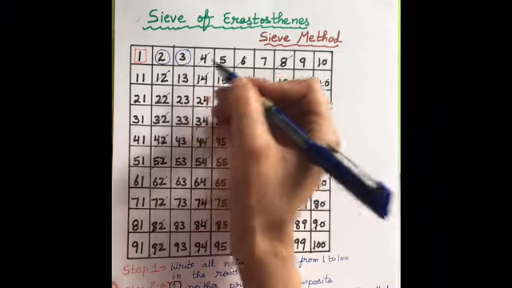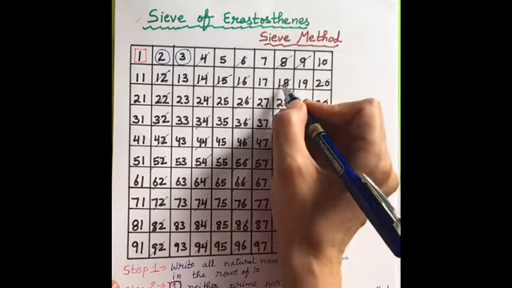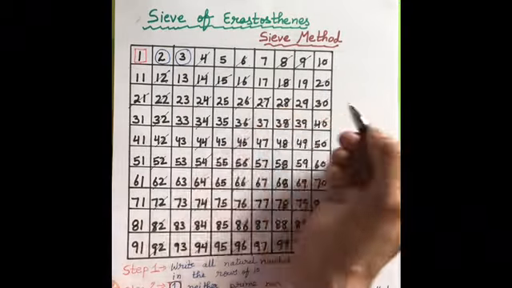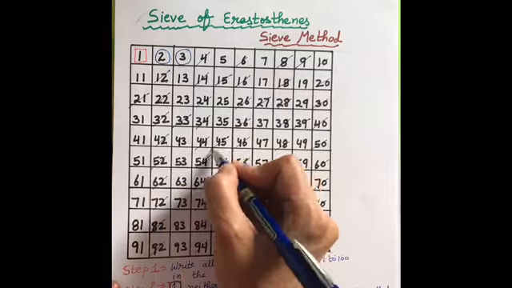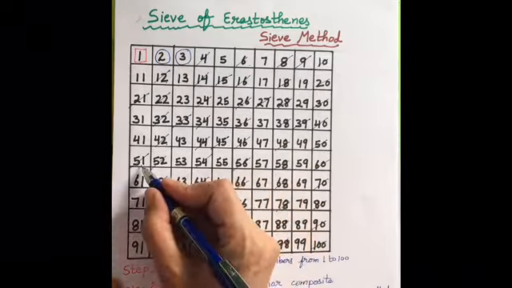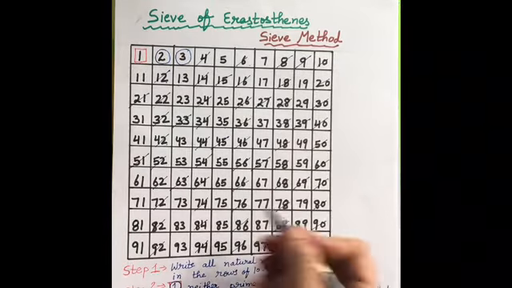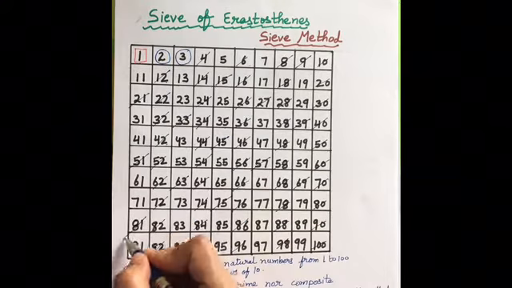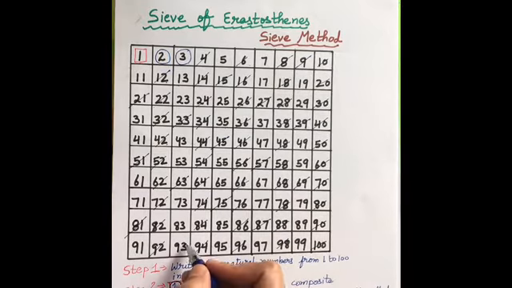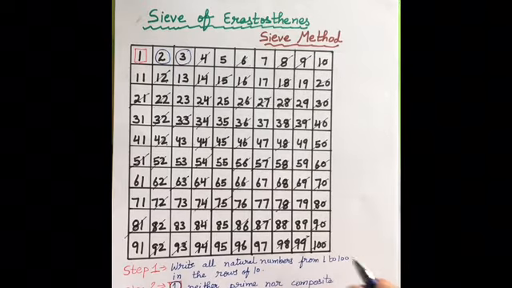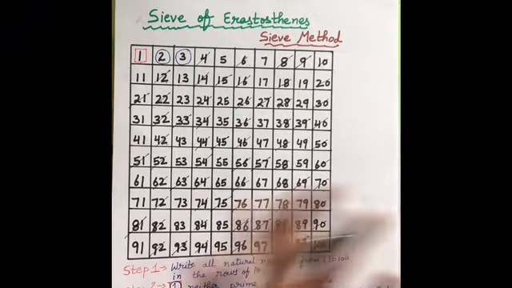Circle 3 and cross all the multiples of 3. So the multiples of 3 are 6, 9, 12, 15, 18, and 99. 99 is the final number below 100 which comes in the table of 3. Fine, so we are done.